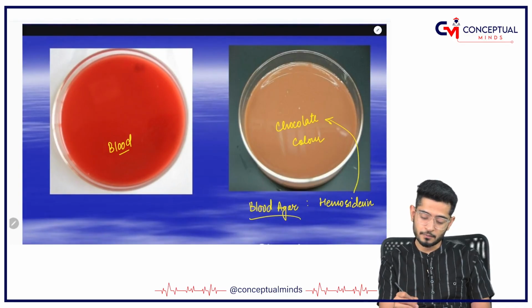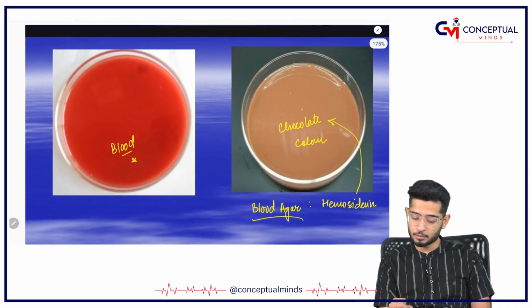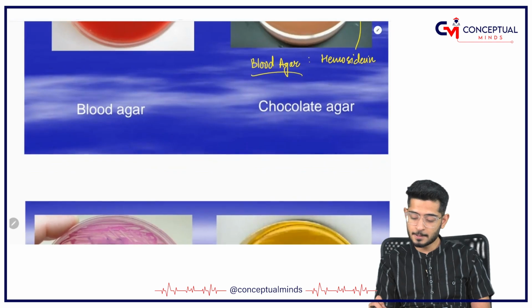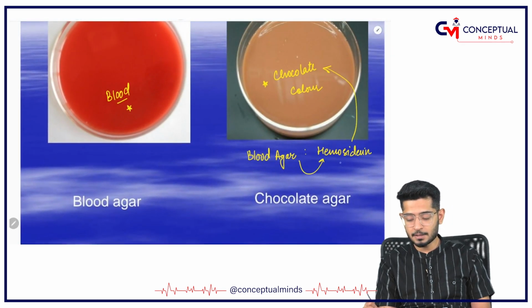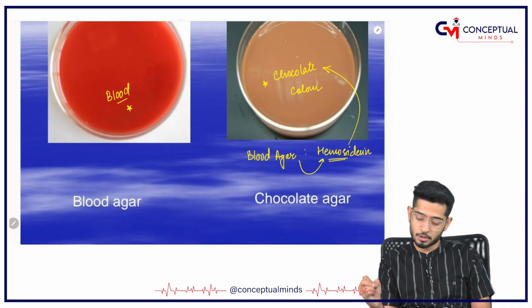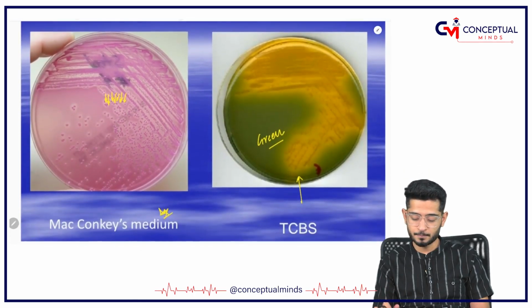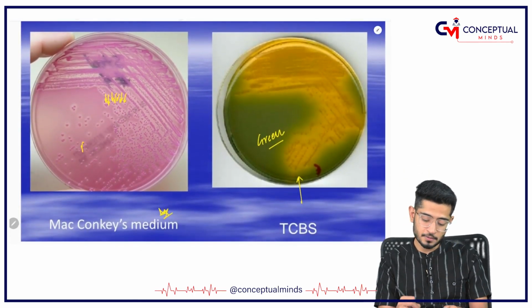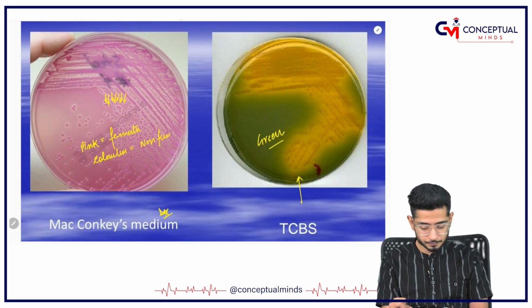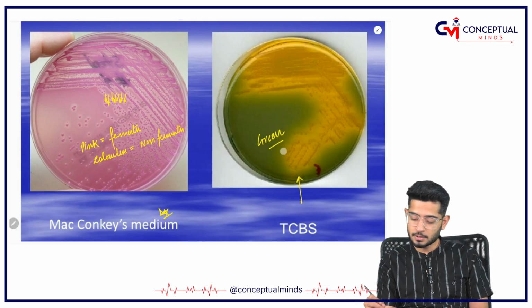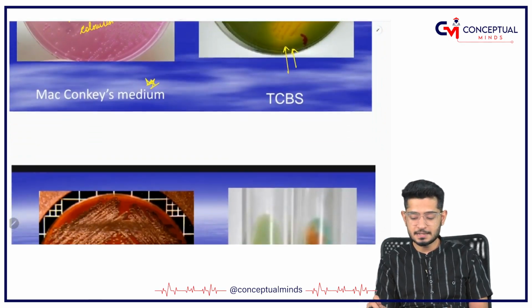This is a photo of blood culture. This is a photo of chocolate agar, blood agar, chocolate agar. Actually what happens is blood agar after some time releases hemosiderin, okay, makes hemosiderin. That's why there is a chocolate color, so this is called chocolate agar. This I have already told you, MacConkey, which is going to be pink if it is a fermenter, and it is going to be colorless if it is a non-fermenter. Then what is this green one? Green one is the TCBS.